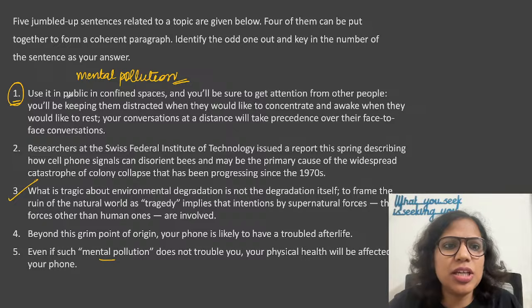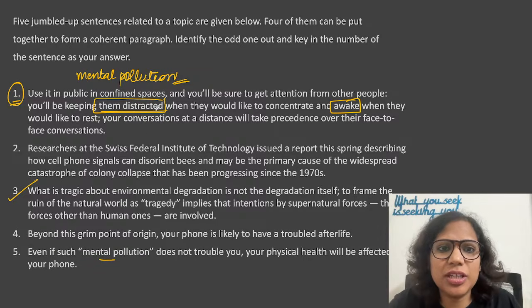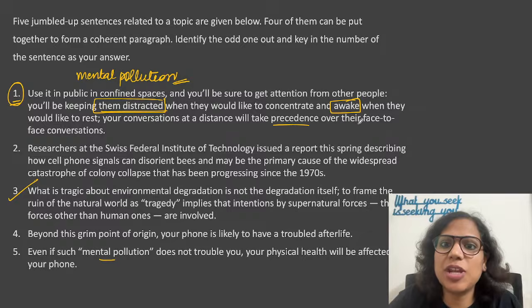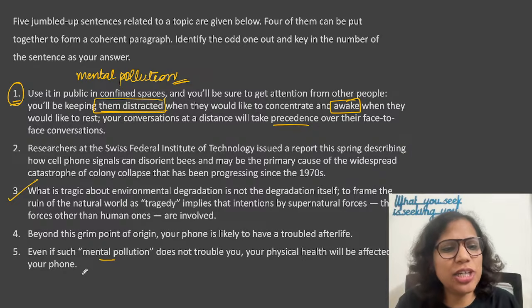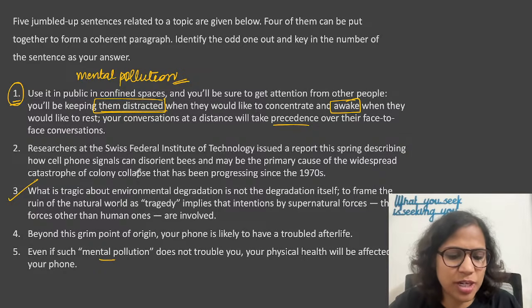Because see, use it in public in confined spaces and you'll be sure to get attention from other people. You will be keeping them distracted when they would like to concentrate and awake when they would like to rest. So what are you doing? This is mental pollution. Your conversations at a distance will take precedence over their face-to-face conversations. So this is the mental pollution, so 1 is related. So 1 and 5 are not the odd one out.